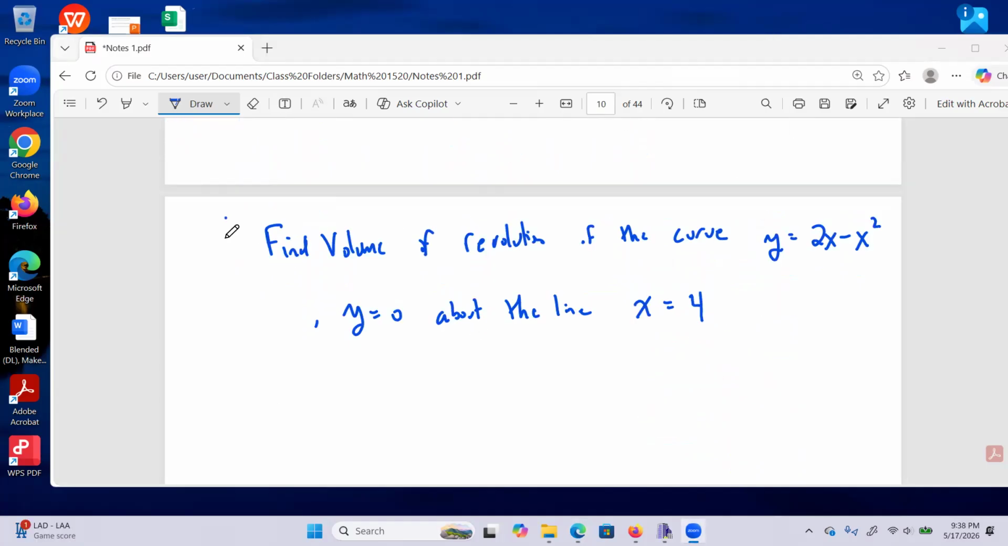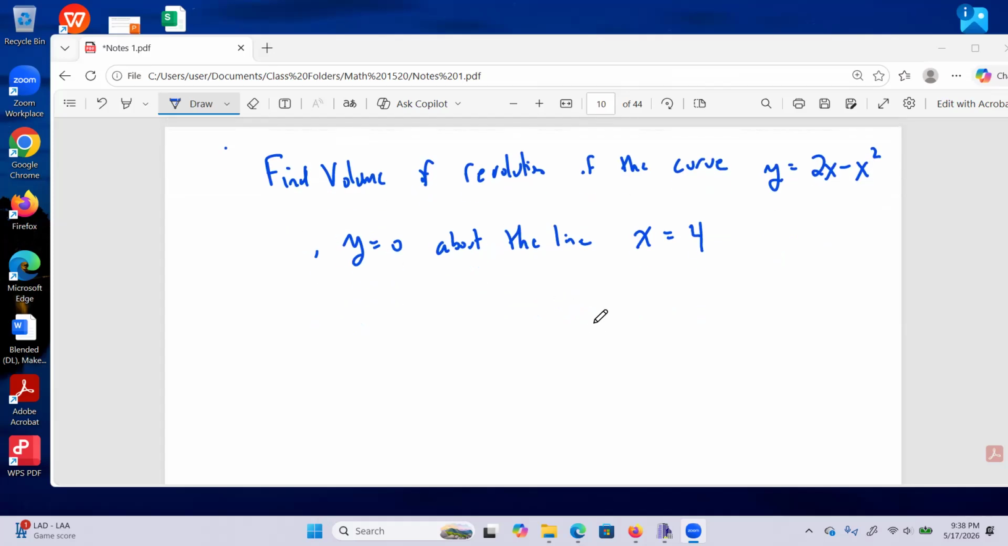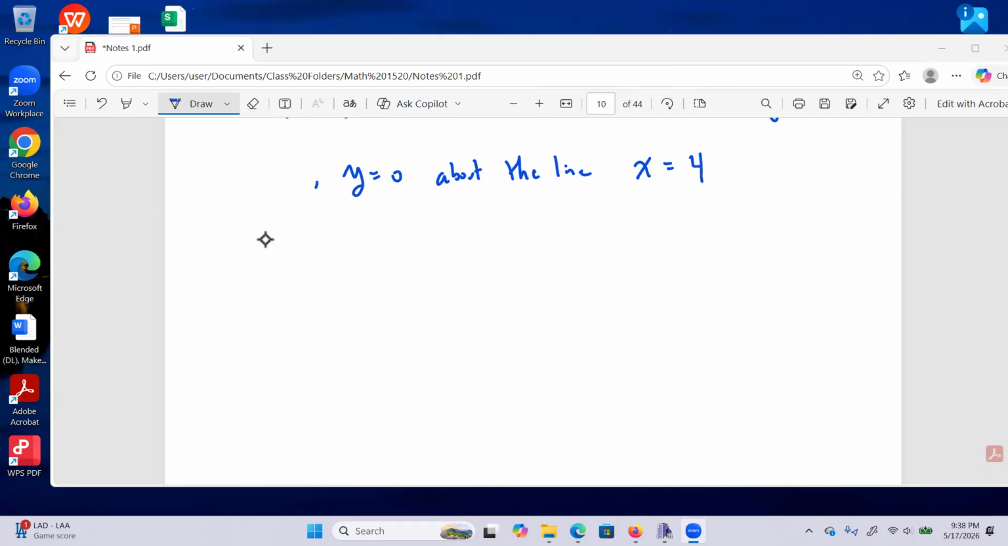Okay, so here we go. The next example is find the volume of revolution of the curve y is equal to 2x minus x squared above y equals 0, but about the line x equals 4. So we're not going to be revolving it around the y-axis. We're going to be revolving it around x equals 4. Let's draw a picture. Okay.